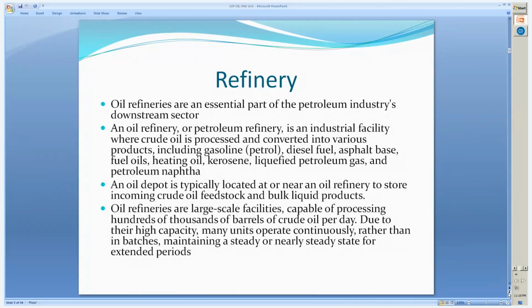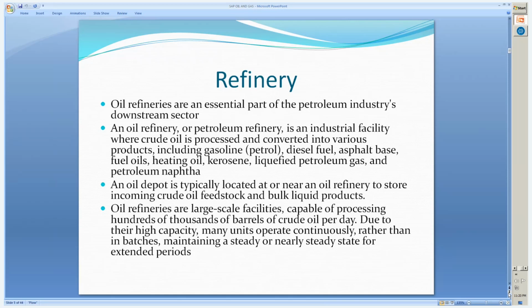Oil refineries, depending on the investment, are large-scale facilities capable of processing hundreds of thousands of barrels of crude oil per day. That means depending on the capacity of production and investment, it can be a very huge investment in terms of setting up a complex manufacturing setup, which will be able to give us a huge amount of oil per day. Due to their high capacity, many units operate continuously rather than in batches.